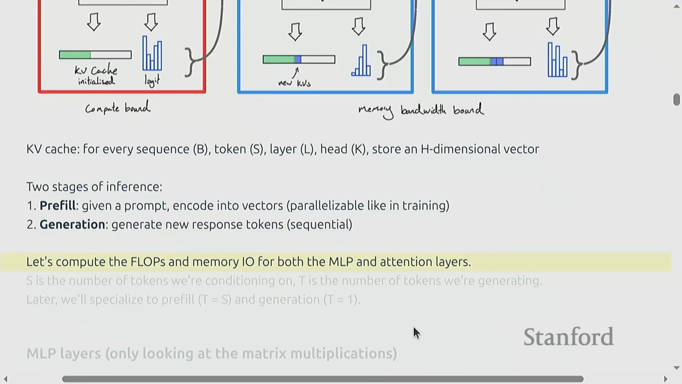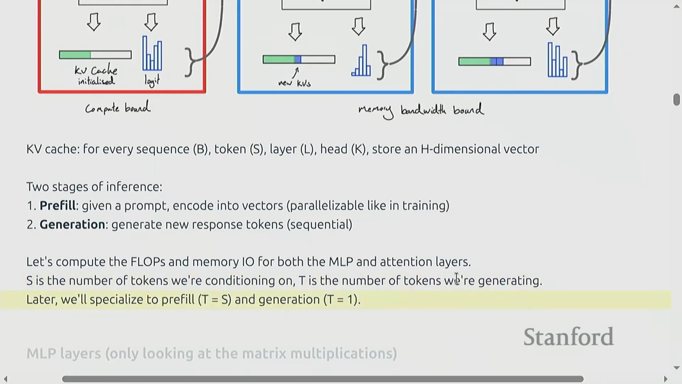So now let's compute the flops and memory I/O for the transformer. We're going to break it down into the MLP layers and the attention layers. Notation-wise, we're going to do this computation with S being the number of tokens we're conditioning on. Think about the length of the prompt. And T is the number of tokens we're generating or querying using. In prefill, T is going to be S because we're not generating T tokens, but we're querying using each of these tokens. And in generation, T is just 1.